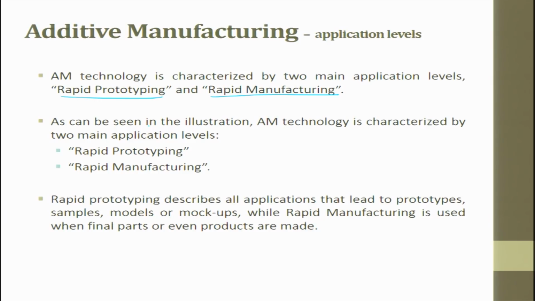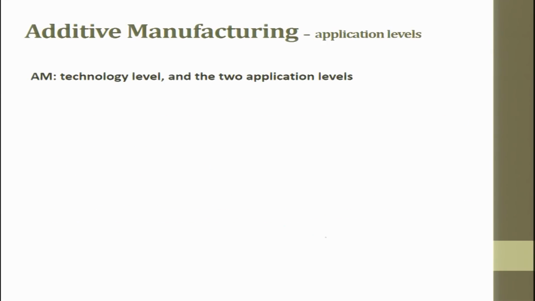As can be seen in the illustration, AM technology is characterized by two main application levels, rapid prototyping and rapid manufacturing. Rapid prototyping describes all applications that lead to prototypes, samples, models, mock-ups, while rapid manufacturing is used when final parts or even products are made. So, AM technology level and the two application levels.